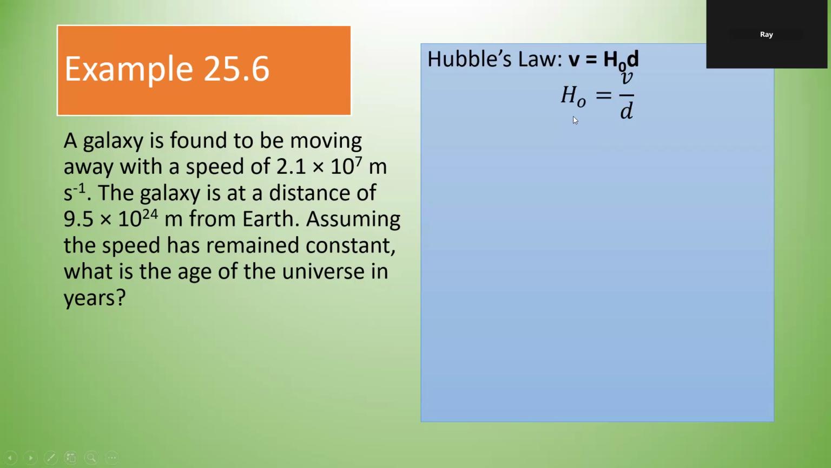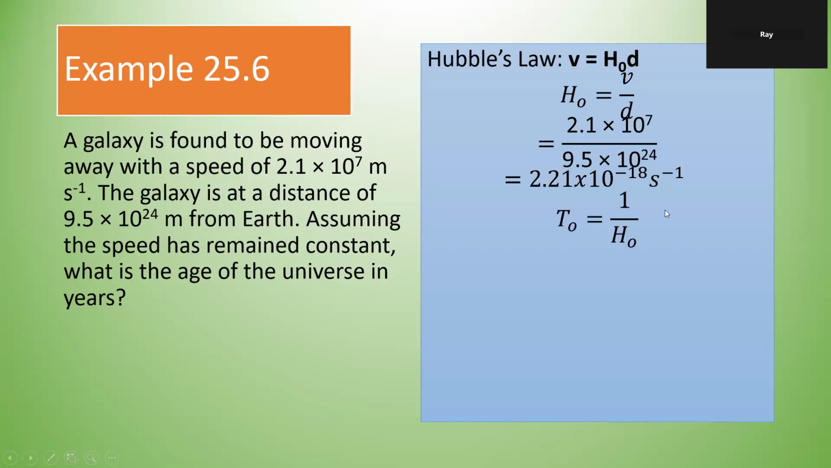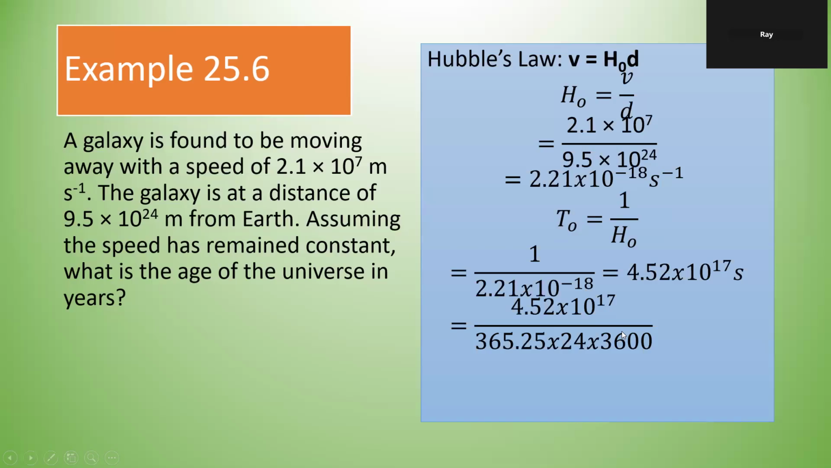H naught is what you want to find. H naught equals V over D. Put in the value for V, speed, and distance. We get 2.21 times 10 to the power minus 18 per second. And to find the age of the universe, we take 1 over Hubble's constant. This calculation gives us about 1.43 times 10 to the power 10 years.